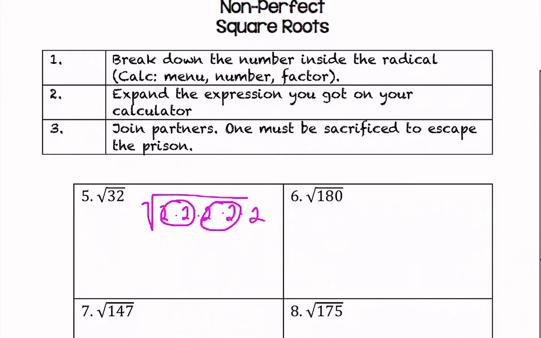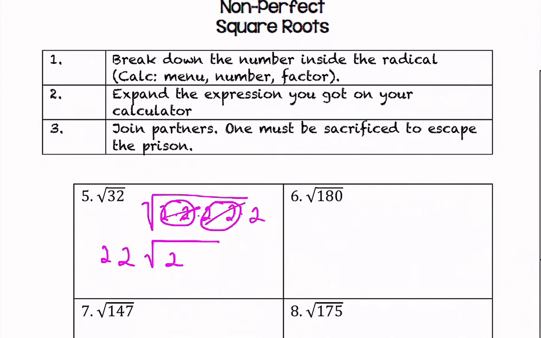Okay, so here's my prison. I know this one's going to escape. But this one's going to get sacrificed. Boom. And now we're done with those partners, because this one escaped and this one died. All right, next group. I know this one's going to escape, and this one's going to get sacrificed and die. So we're done with that group. Remember, this lonely number 2 didn't have a partner to escape, so he's stuck in the prison.